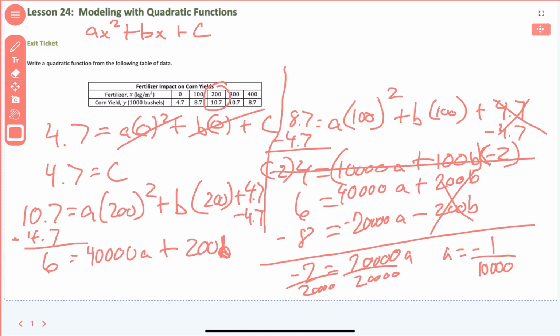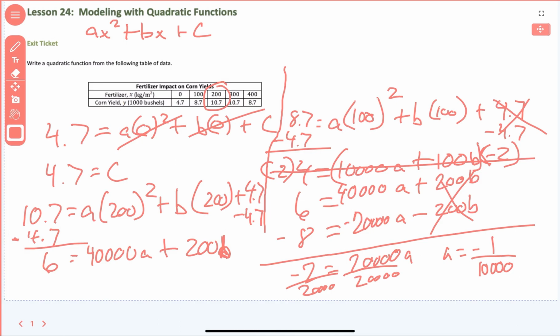Everybody see that? Everybody see how we did that? It's been a while since we've done this, so you better be paying attention. I multiplied everything by -2 so I could get rid of B. That was elimination. We eliminated B and solved for A. So now I'll do substitution. Now I have A and C. Let's plug it into the equation and solve for B.